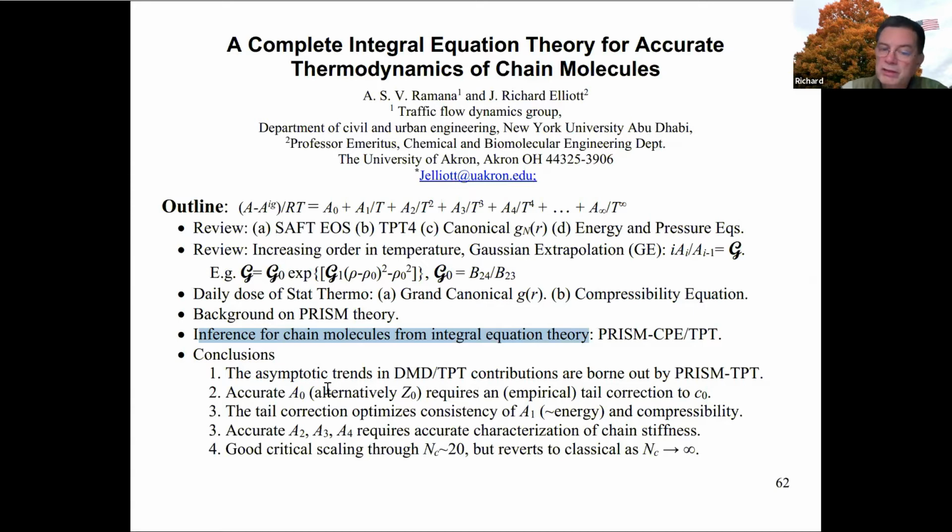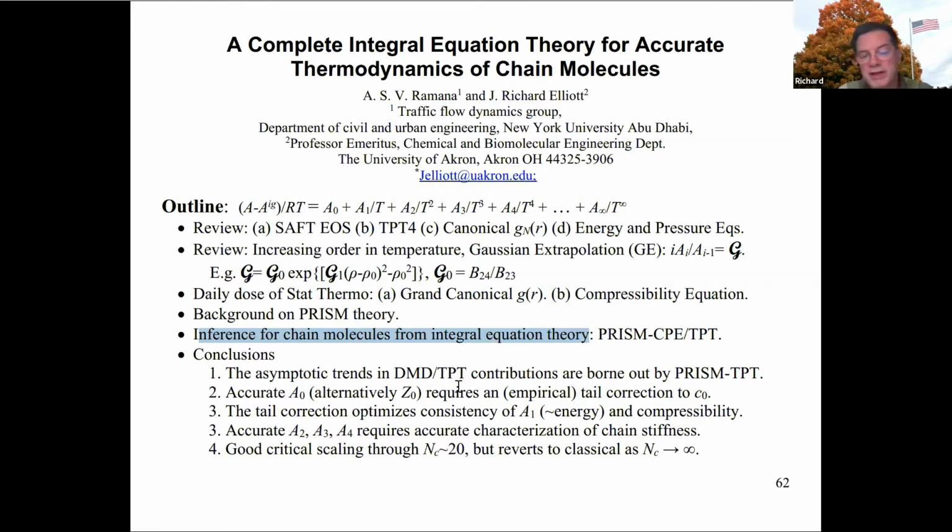And using an accurate A naught, or we could call it Z naught, right? There's this thermodynamic relation between the Helmholtz energy and the compressibility factor. So we can match that A naught by using an empirical tail correction. We talked briefly about fixing that during the Q&A last week, where we said we can put a Yukawa tail for our C at r greater than sigma. Instead of assuming it's 0, we'll assume it's something not quite 0. And we'll characterize that as a Yukawa function.